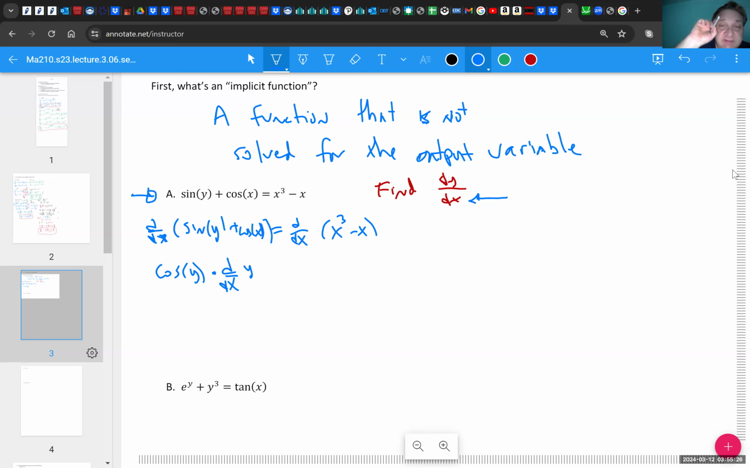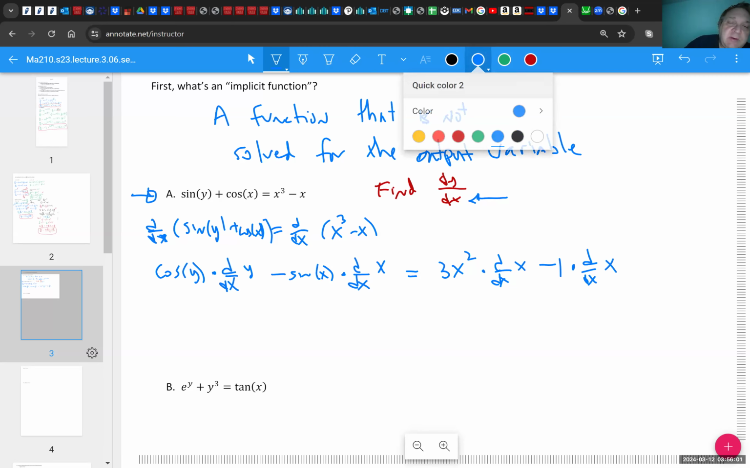And I'm using d/dx as always, because x was my input variable. The derivative of cosine x is going to be minus sine x times the derivative of x. On the other side, we have the derivative of x cubed minus x. The derivative of x cubed is 3x squared times the derivative of x, and the derivative of minus x is minus 1 times the derivative of that variable.